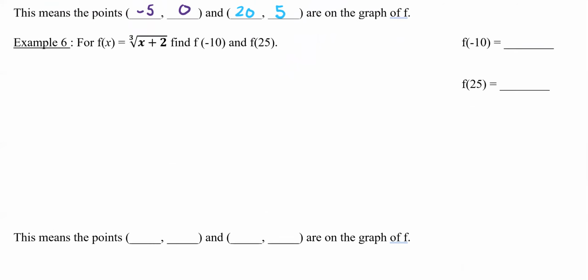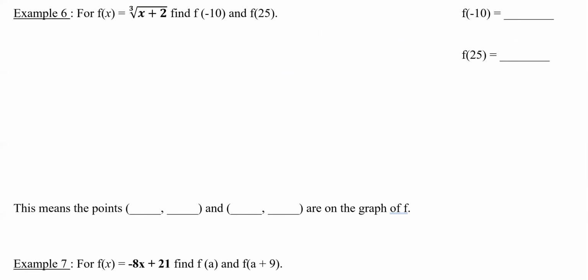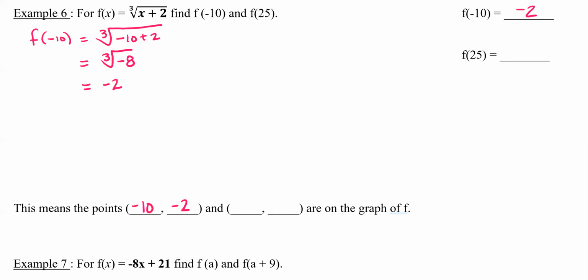Example 6, we have a cube root. f of negative 10 is asking us to find the cube root of negative 10 plus 2. The cube root of negative 8. What number times itself 3 times gives you negative 8? And that is negative 2. So we have the ordered pair negative 10, negative 2.